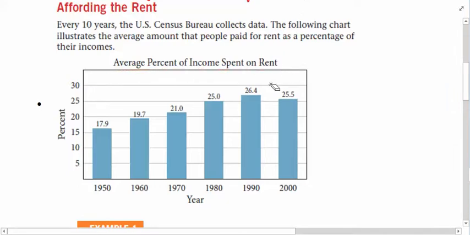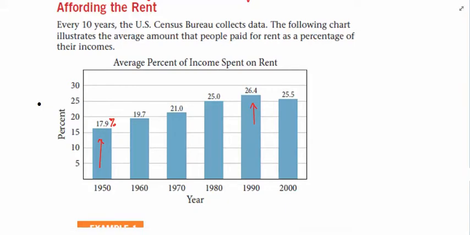So if we go as far back as 1950, we see that of a person or family's income, only 17.9% of their income was spent on their rent. And through the 60s, 70s, 80s, and 90s, that number kept going up till we reached a high point of 26.4%. Then in the year 2000, it dropped just a little bit to 25.5%. Now, I don't have the current information for the 2010 census, but maybe that's something that we can look up online.